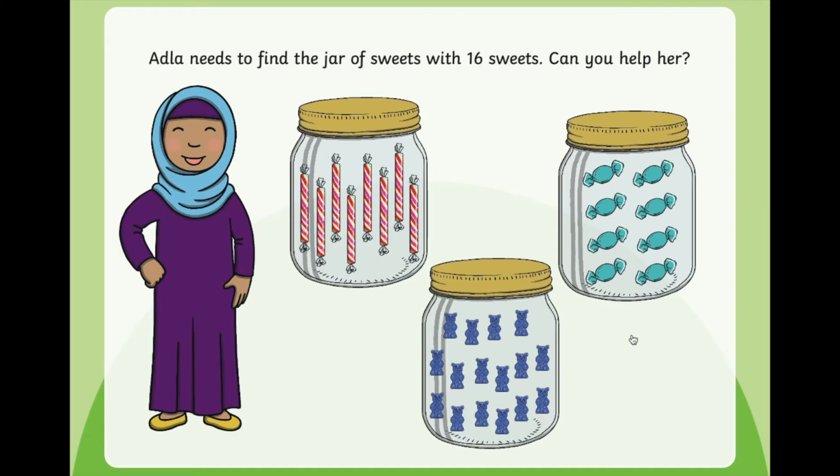Okay, here we've got another girl called Adela, and she needs to find the jar of sweets that have 16 sweeties in them. I wonder, can you have a little look at the screen and can you figure out which one it is? Sometimes you can have a little guess and sort of look and see which one roughly has 16 in it, and then you can double check by counting.